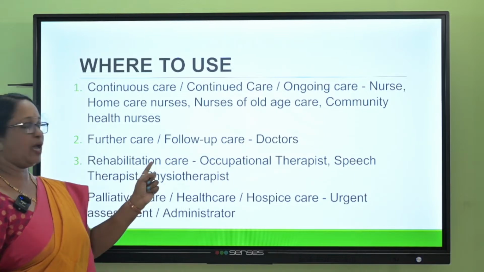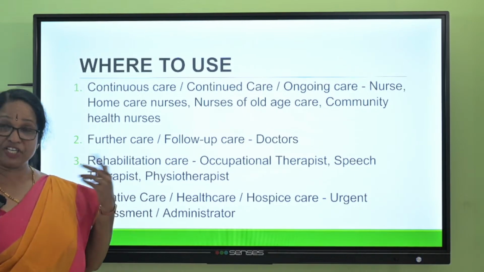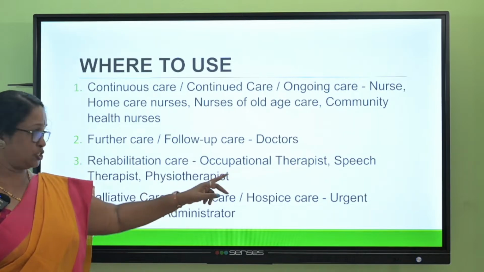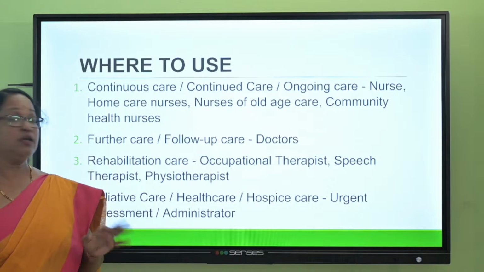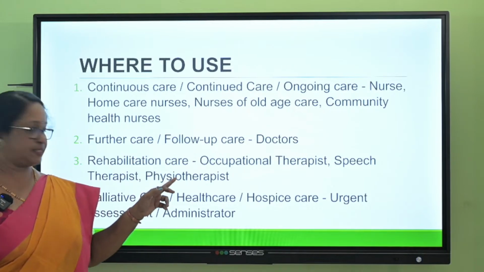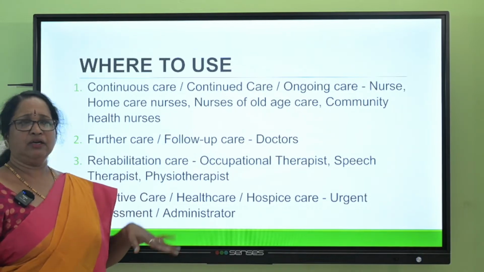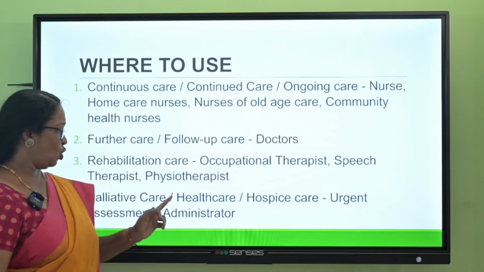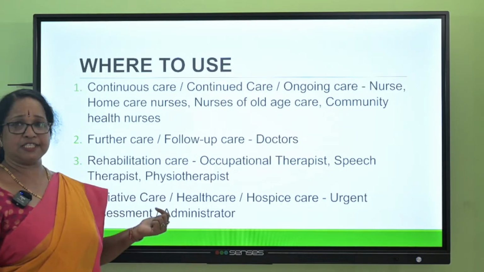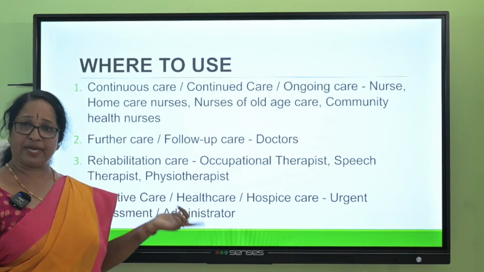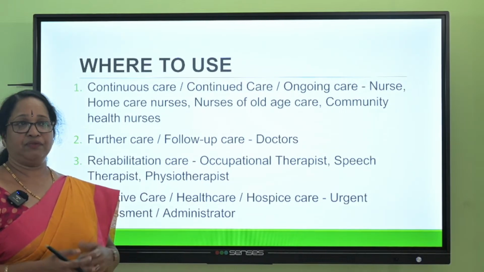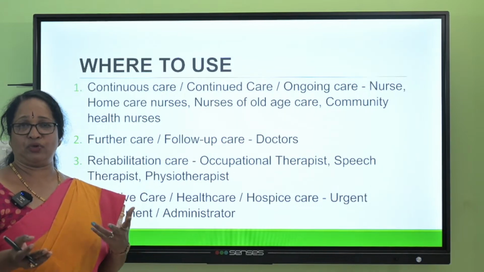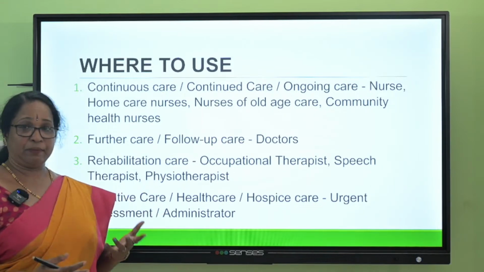And rehabilitative care or rehabilitation care. So, if you are writing the letter to an occupational therapist or a speech therapist or a physiotherapist, you can write this one as the purpose. And we know that one especially if you want to write an urgent assessment or you are writing the letter to an administrator. So, you can maybe, the patient will be, we know that one, the patient who has not been cured or a dying patient will be there.